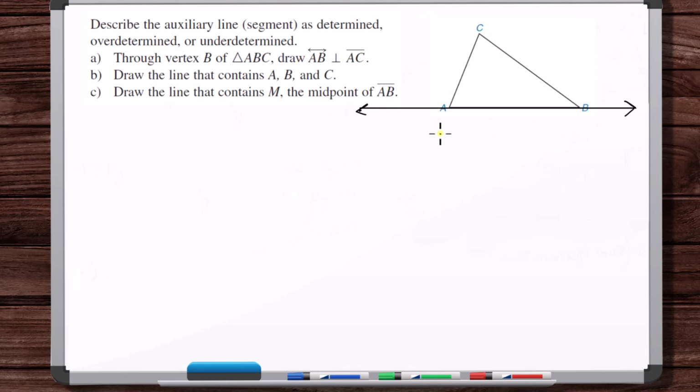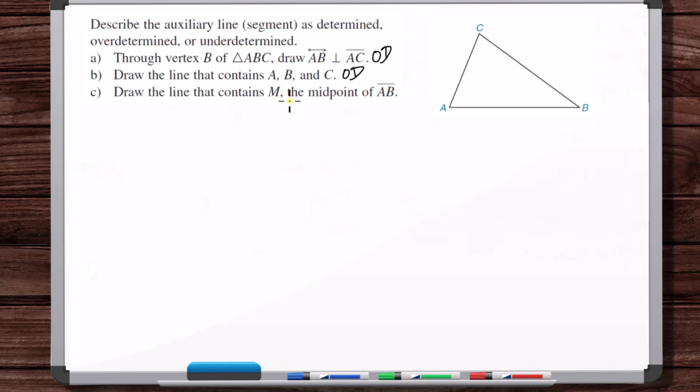Now, by extending line AB, we want to show segment AC being perpendicular to line AB. So that would have to be right here, but we can't do that. So that's overdetermined. It's not too many constraints, but they're providing conflicting constraints. So overdetermined. All right, draw the line that contains A, B, and C. Well, these are three non-collinear points. We can't draw a line that contains three non-collinear points. That's too many constraints or conflicting constraints.